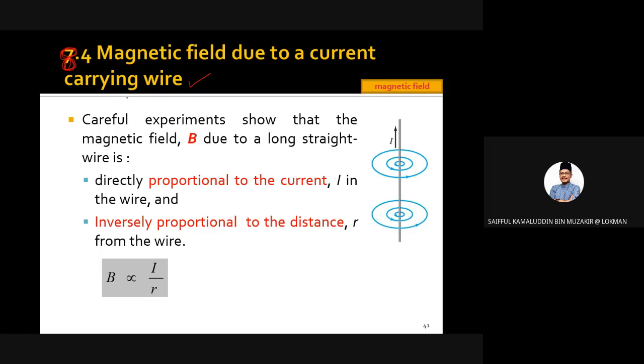Now, a current carrying wire also will give us a magnetic field. Careful experiments show that the magnetic field B due to a long straight wire is directly proportional to the current. So B is directly proportional to the current. To find the direction of B, use the first right hand rule. If the current is in that direction, the direction of B is this one.